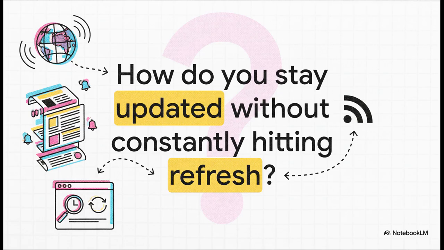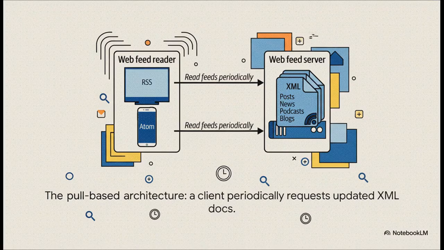This is the exact problem web feeds were invented to fix. And this diagram just perfectly lays out the solution. Over on the left, you've got your client. Think of it as a feed reader app. And every so often, it just asks, hey, got anything new? On the right, the server responds with a simple XML file that lists all the latest updates. The crucial thing here is that the server isn't shouting at everyone. The client pulls the data when it's ready. It's a classic pull-based API.